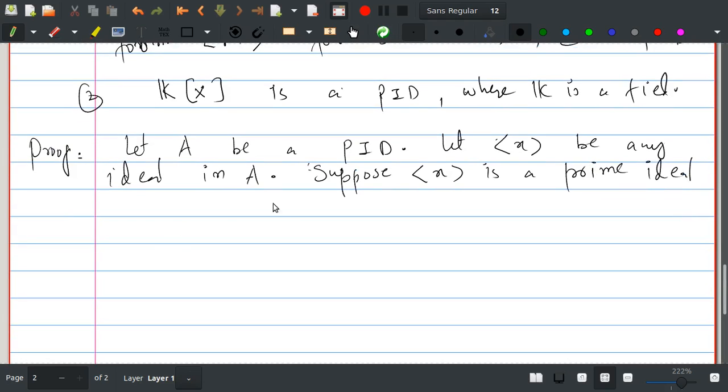Now what we have to prove? We have to prove this is a maximal ideal. So if this is a maximal ideal, there is nothing to prove. Now let us suppose there is some ideal, say the ideal generated by Y, which properly contains X. Then we have to prove this ideal Y is actually the unital ideal.